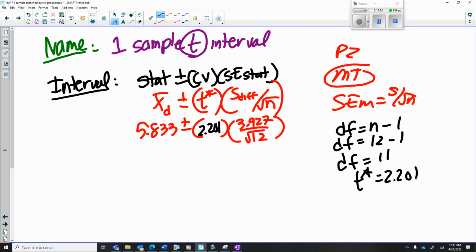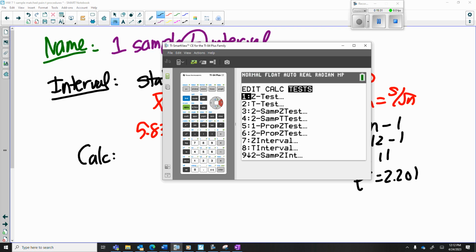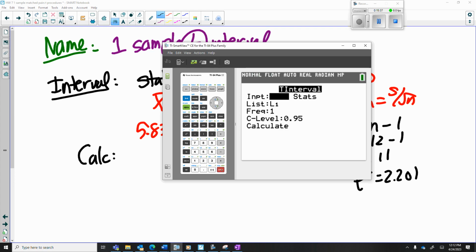Now remember, we are not actually going to do this by hand. Now we're going to the calculator to get our interval. So we're going to press that. We're going to go over to test. We're going to choose t interval, which is number 8, and it's only one sample t interval. If you have data in your list, you could choose data. My data was in L3, so I'm going to press second 3 because that's where the differences lie, and 95%.